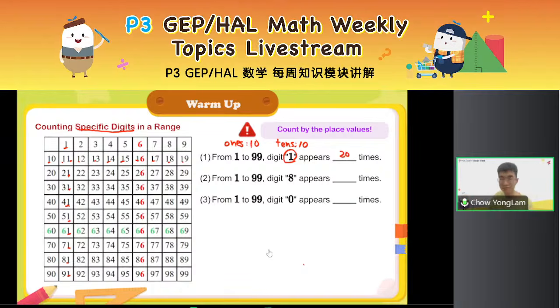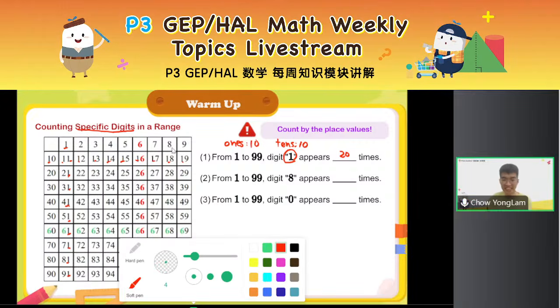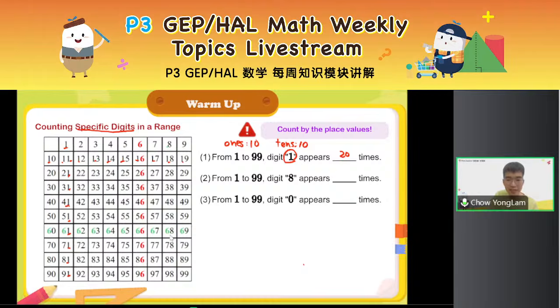Okay, how about digit 8? Digit 8, let's look. How many times did it appear in the ones? 1, 2, 3, 4, 5, 6, 7, 8, 9, 10. You get the drill, right? For the ones, it appears 10 times. For the tens place, 8 appears in the tens place for 1, 2, 3, 4, 5, 6, 7, 8, 9, 10. Right, 10 times. So in total, 10 plus 10, it is still 20 times.